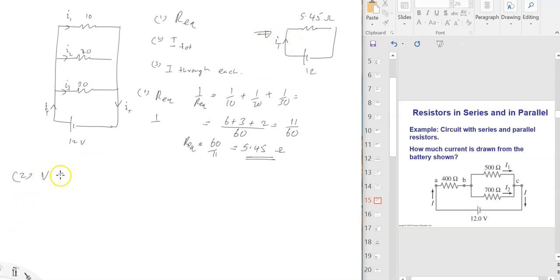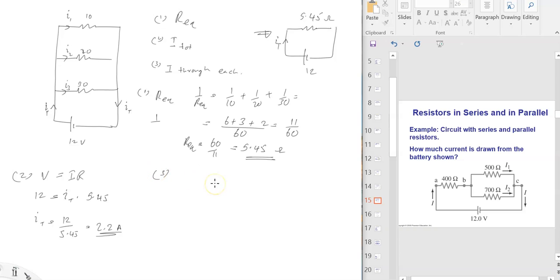So V equals IR, 12 equals I total times 5.45, I total is 12 over 5.45. So 2 point something, divided by 5.45, 2.2 amps.